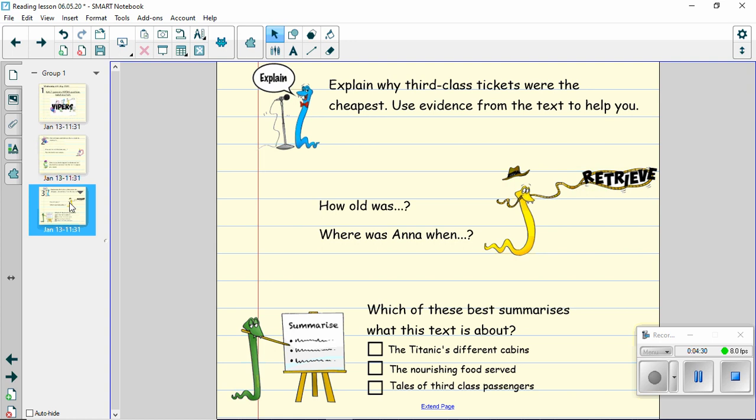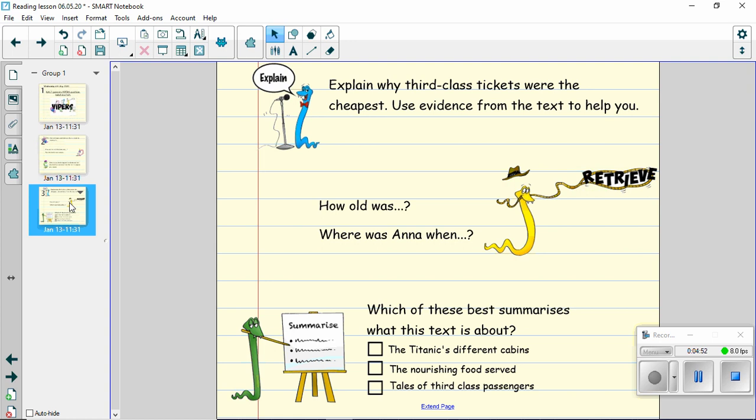Your retrieval question, again, I think these are the easiest because they are basically find and copy. So you might have something like, how old was Anna? And I think in the text it says she was 18. You could have, where was Anna when she heard the news the Titanic had struck? And again, in the text it says she was in bed. And then your final one, for summarise, you might have something like this.